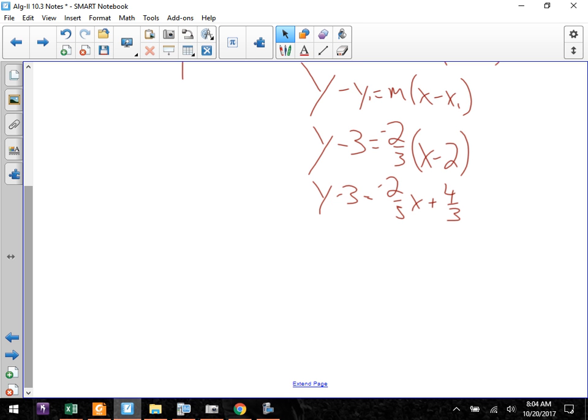And then when I have to move my 3 over, instead of just adding 3, I'm going to add 9/3, because I'm using my fractions right away. But remember, if you use the fraction bar in your calculator, it'll do the same thing for you. So you're going to get y equals negative 2/3 x plus 13/3. That would be the equation of the line that is tangent to the circle at the specific point. That's the one that takes the longest to do.